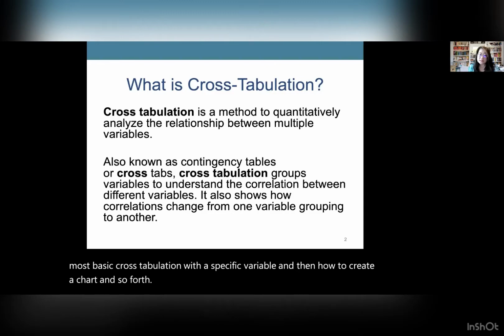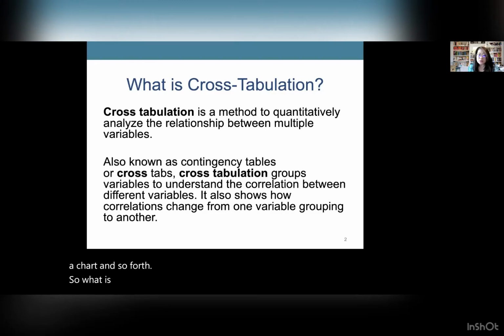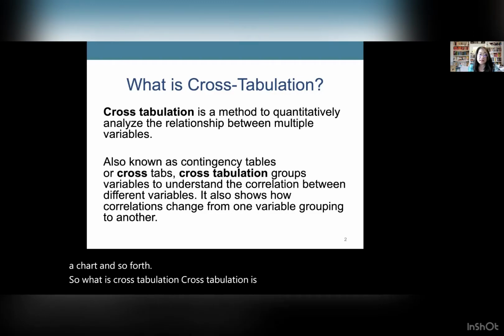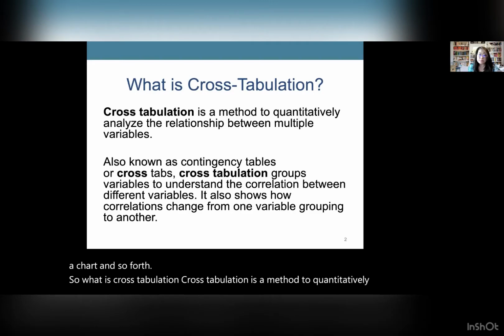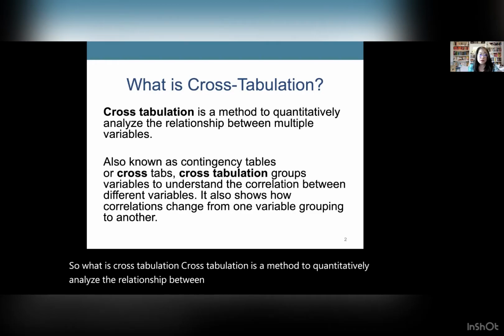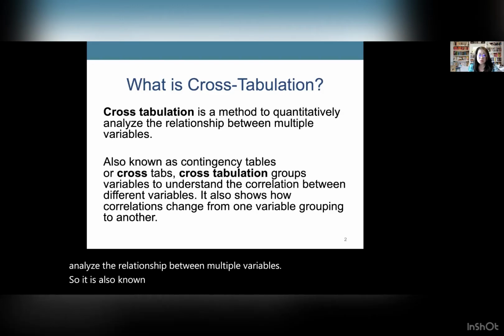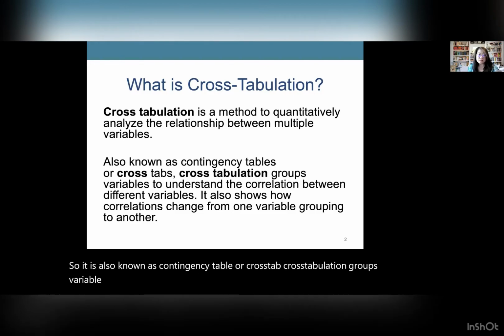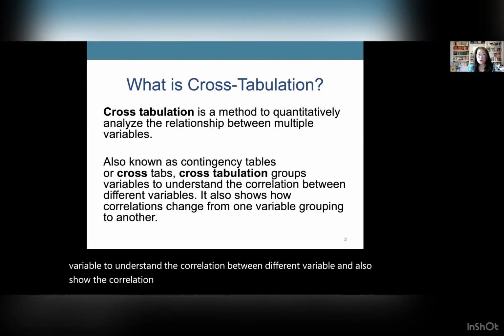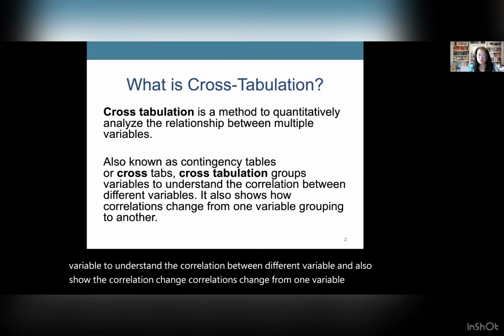What is cross-tabulation? Cross-tabulation is a method to quantitatively analyze the relationship between multiple variables. So it is also known as contingency table or crosstab. Cross-tabulation groups variables to understand the correlation between different variables and also shows the correlations change from one variable grouping to another.